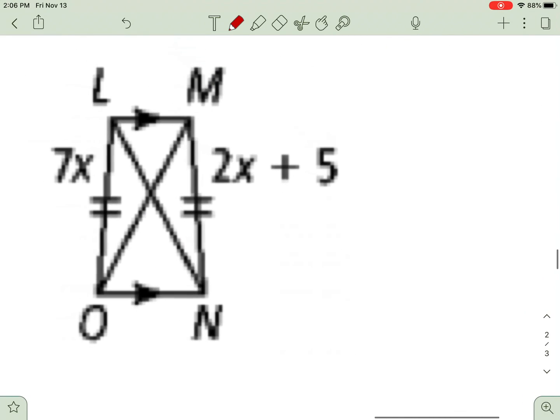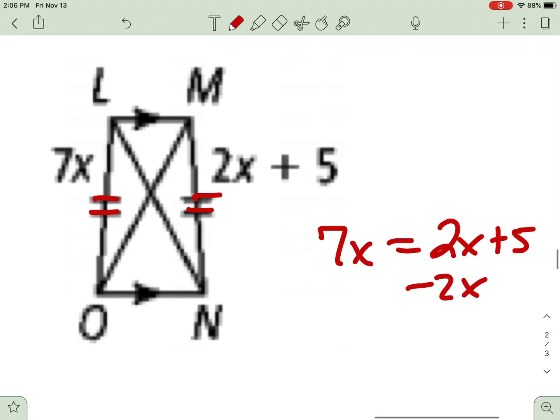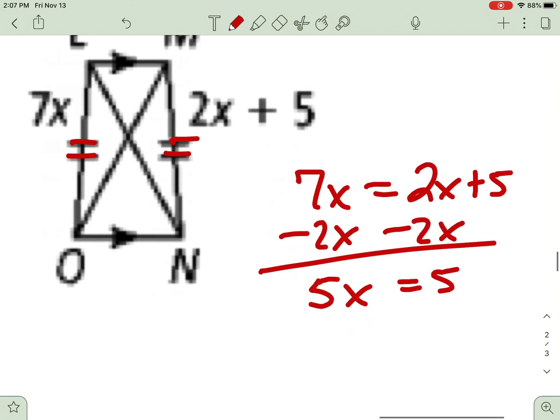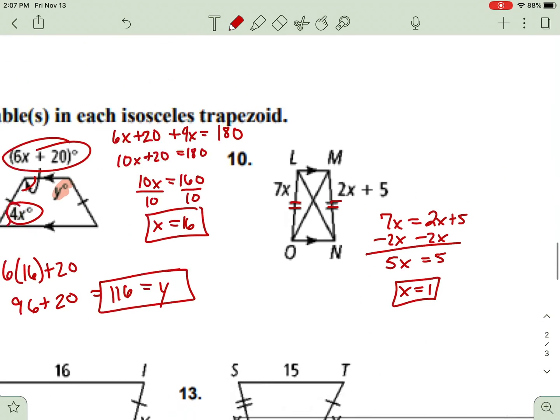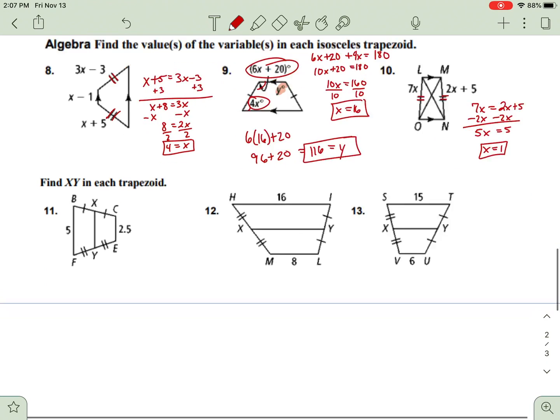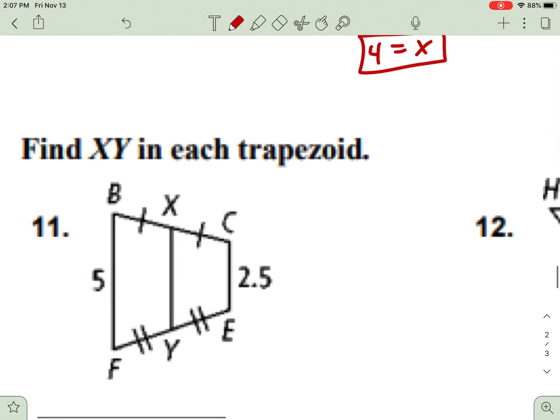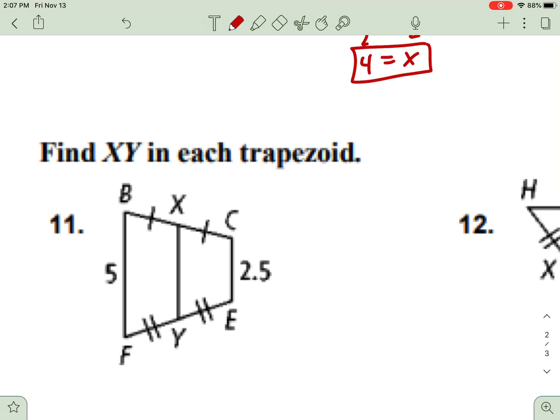Okay, this one, pretty simple. We got 2 congruent legs. One leg 7x, other one's 2x plus 5. Subtract. Okay, 5x equals 5. Divide by 5, x is 1. All right, find x and y in each trapezoid. Okay, so we want to know what's the outside distance of here, okay, and the outside distance of there. Well, we know they're both the same.